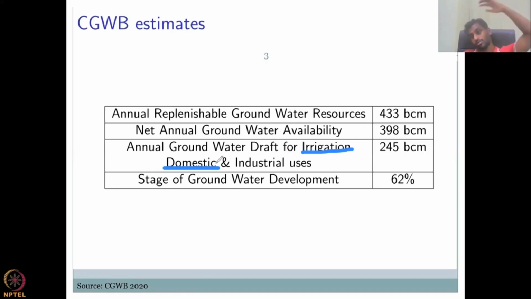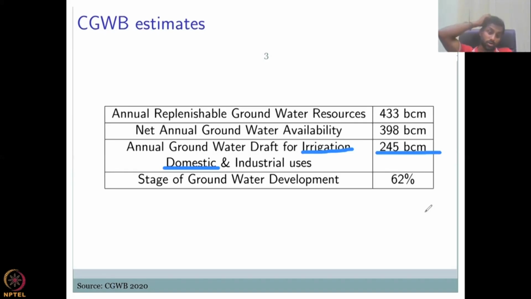whereas irrigation is also kind of monitored and measured, because satellites can take pictures of crop types, and domestic use you can take from census, which is survey based data. So all this data is available. Industrial is kind of really tight, but you can manage. You can estimate as CGWB has done, and it is saying 245 billion cubic meters. This is kind of an outdated number. Now it is 265 billion cubic meters.